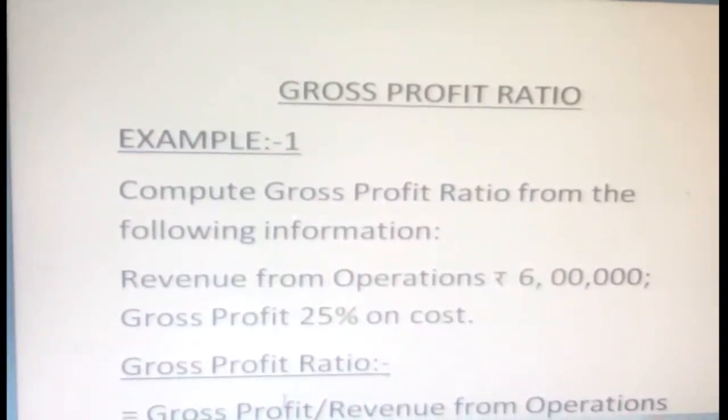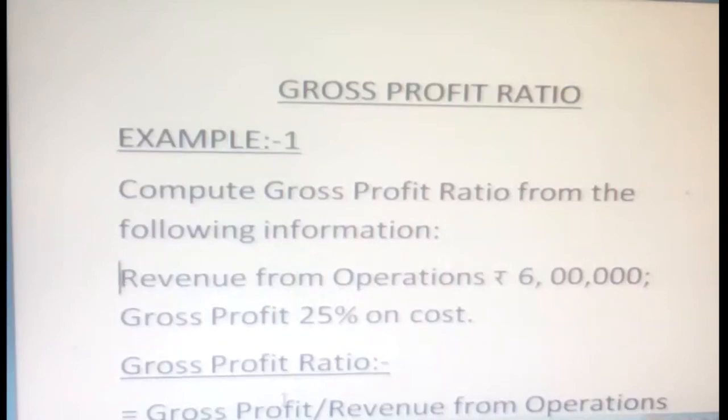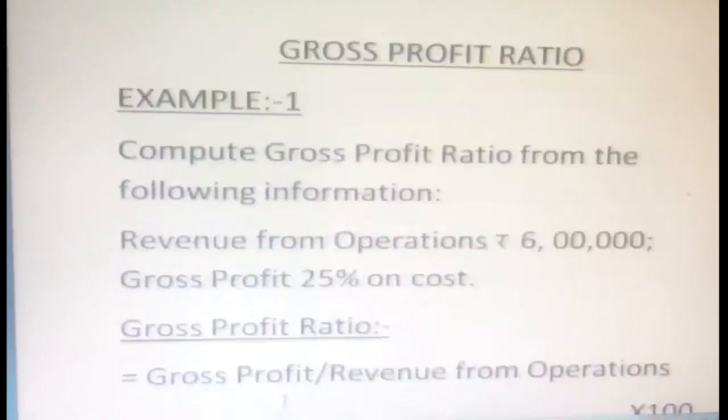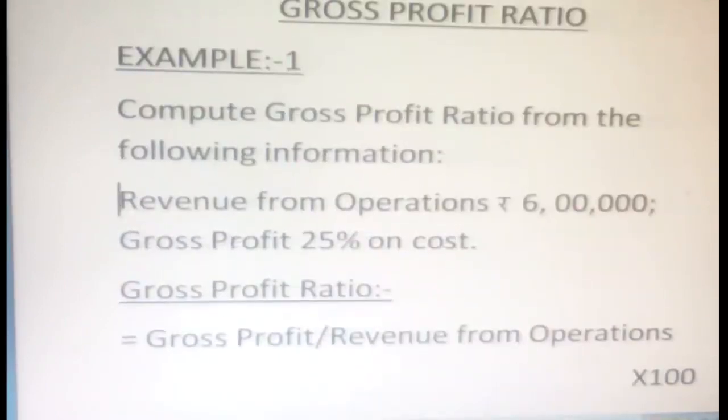Okay, first we are going to discuss gross profit ratio. From the given example, compute the gross profit ratio from the following information: revenue from operations 6 lakh, gross profit 25% on cost. Here we should be very careful: the given gross profit is 25% on cost. So how to calculate gross profit ratio? As you know, we have to substitute: gross profit ratio equals gross profit divided by revenue from operations into 100.